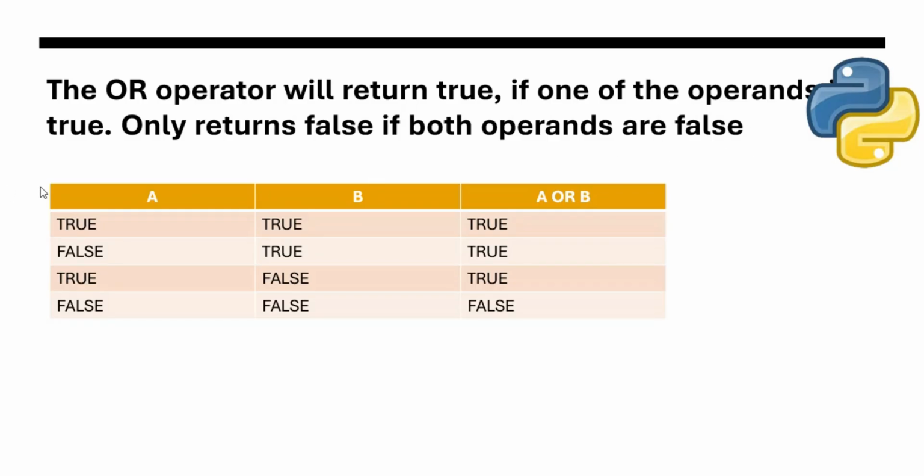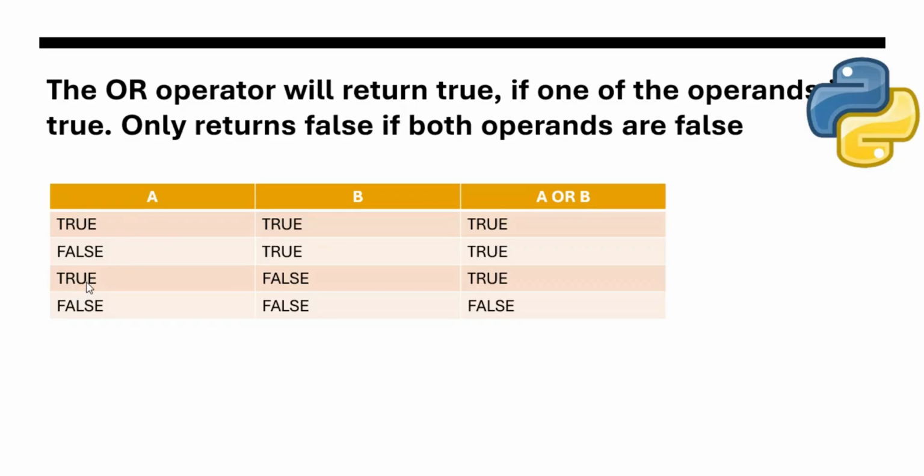We can look at this table. A value is true. B value is true. For A or B, the result is true, according to this statement. Then A is false, B is true. The result for A or B? That is true.